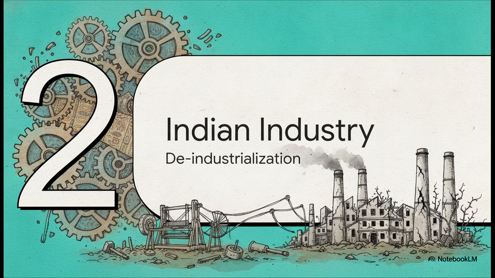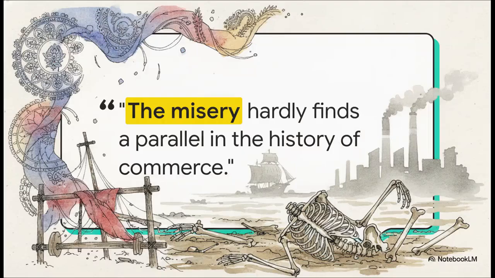Moving on to Section 2. The fall of Indian industry, deindustrialization. Before British rule, India was globally renowned for its handicraft and textile industries. But the collapse of this industrial sector was so dramatic that William Bentinck, the Governor-General of India in the 1830s, reportedly observed, "The misery hardly finds a parallel in the history of commerce. The bones of the cotton weavers are bleaching the plains of India." It's a really grim quote, but it impartially captures the sheer scale of the economic displacement happening at the time.